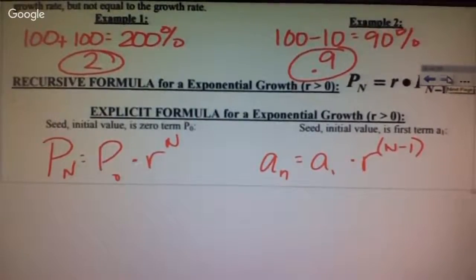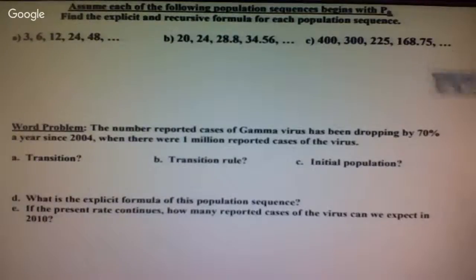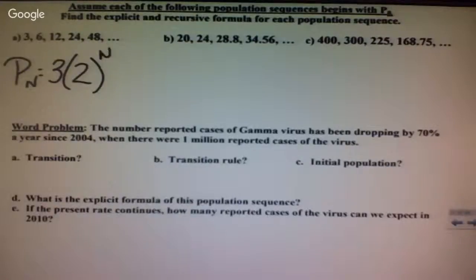With this information, we should be able to do problems like this. My formula says P sub n equals. The first thing I needed to fill in my formula was P sub 0, which is 3. Where does my sequence start? Well, it starts at 3. I then need to multiply that by r, which is 2. It's going up by 2 each time, raised to the n. All I want you to do is come up with the formula for these ones.